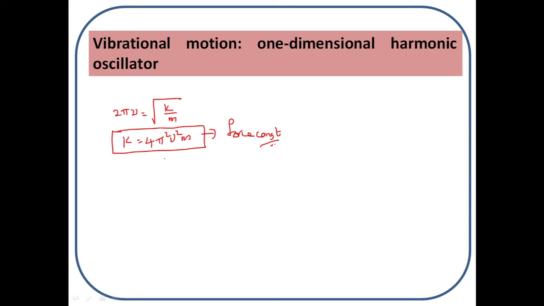Also, the frequency of oscillation is given by 1 by 2 pi root of k by m. This is the frequency nu. So we got k is equal to 4 pi squared nu squared m, where k is the force constant, and nu is equal to 1 by 2 pi root of k by m, and it is the frequency term.